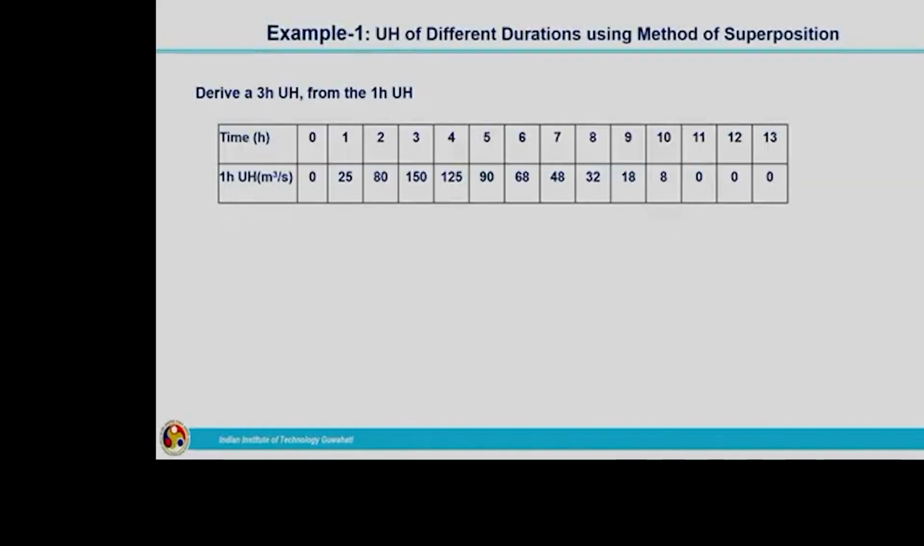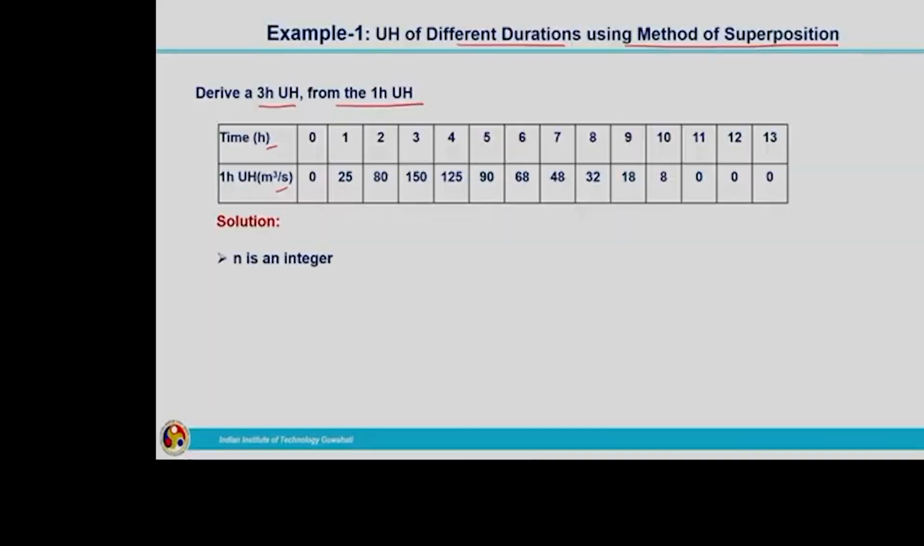First example is unit hydrograph of different durations using the method of superposition. Derive a 3-hour unit hydrograph from a 1-hour unit hydrograph. Time in hours and 1-hour unit hydrograph ordinates are given to us. That is, we are having the 1-hour unit hydrograph. The known unit hydrograph is having a duration of 1 hour. We need to derive the 3-hour unit hydrograph.